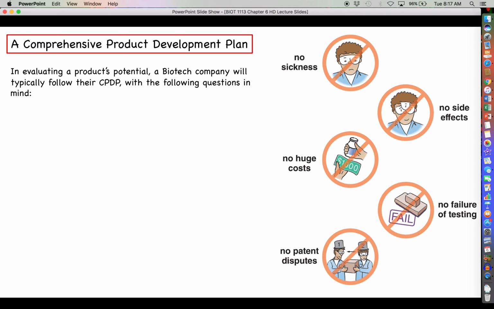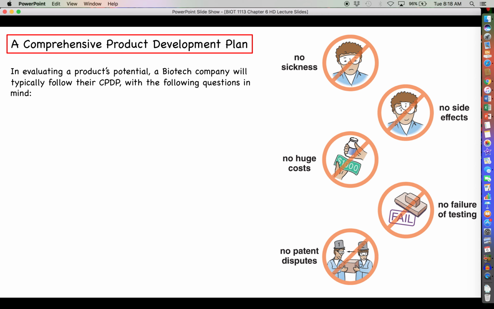Now, a lot of what biotech companies do, and keep in mind this is just the bare bones analysis of it, when they're trying to determine a product's potential and whether they want to go and pursue that product, they go through what's called a comprehensive product development plan. So this is the same sort of thing that we've talked about in the past.